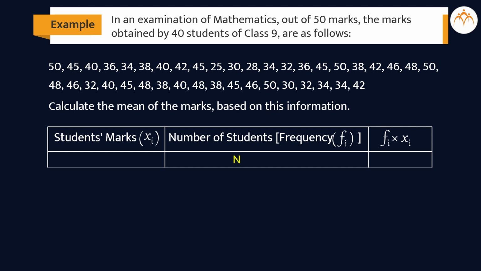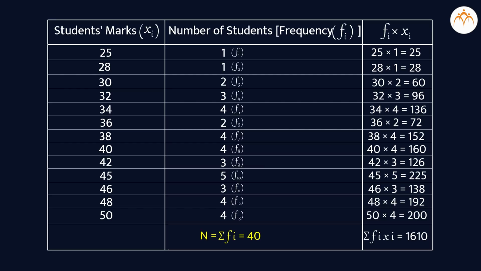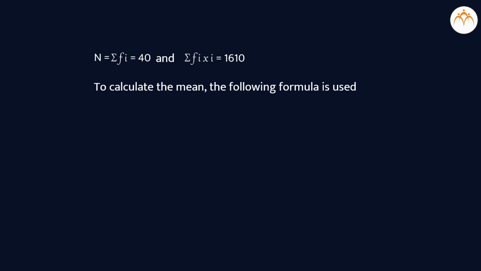Now, here n is equal to the total number of students, which is the summation of fi, that is 40, and the summation of fi xi is equal to 1610. Now in this example, n is equal to summation of fi, that is 40, and summation of fi xi is equal to 1610. To calculate the mean, the following formula is used.